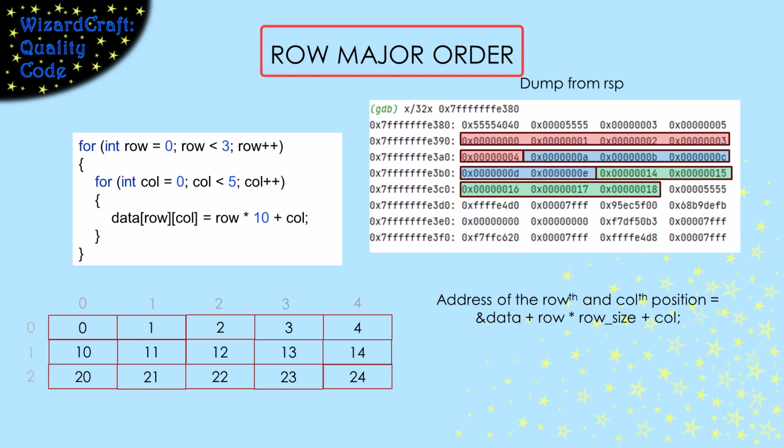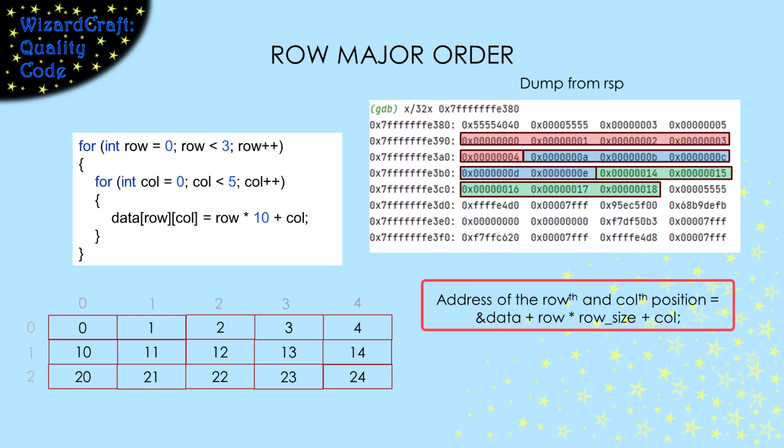That means that it stores all of row 0, followed by all of row 1, followed by all of row 2, and so on. With it stored that way, we can calculate the address of any individual entry from its row and column number. It is the address of the array plus its row number times the row size plus the column number. Let's think about what that's doing.